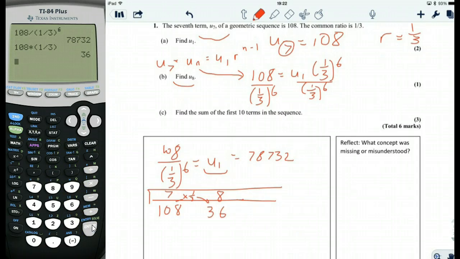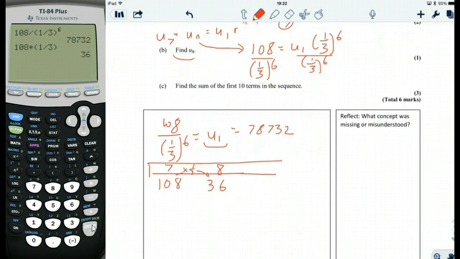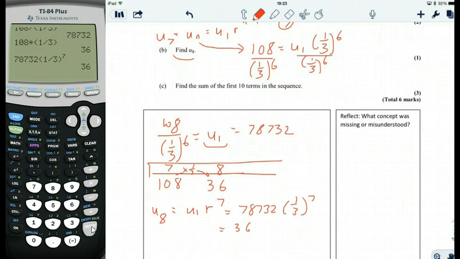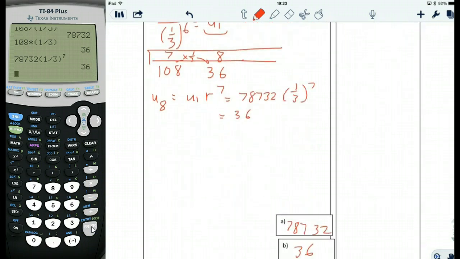Okay, and then the other way you could do it is just the regular way. You could say the term equation, except instead of un, you're going to say u8 equals u1 times r to the seventh. Why r to the seventh? Because it's n minus 1. u1 is 78,732. R is one-third to the seventh. Now let's put that in the calculator. 78,732 times one-third to the seventh, not sixth. Oops. Seven. 36. See? So two different ways to get the same thing. So U8 is 36.